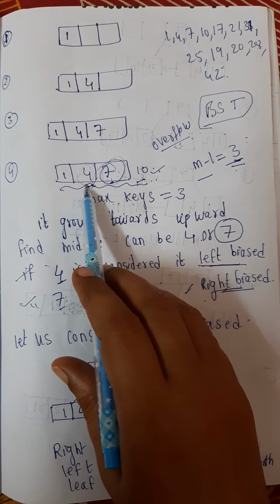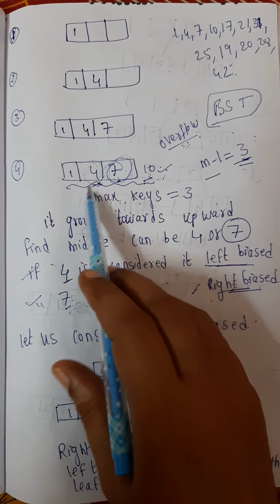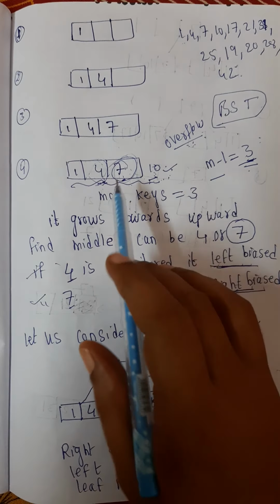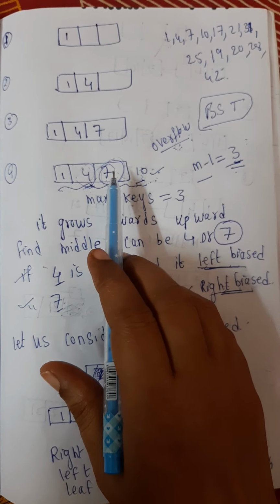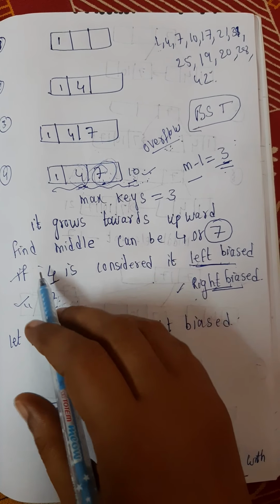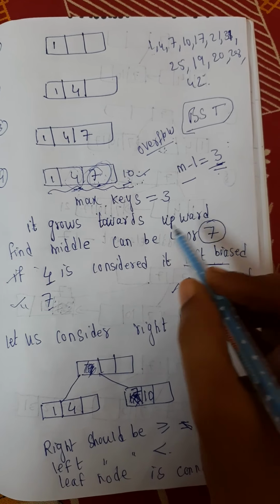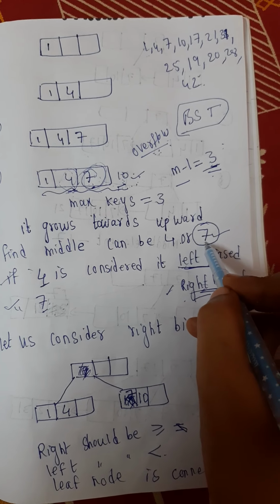Now if you consider the 4 as the middle element and it is left biased, throughout the insertion you have to go with left biased only. If you consider 7, then throughout you have to go with right biased only. So this is left and right. Now here I am going with the right bias. That means I am considering the 7 as the middle element. So 7 is my middle element.